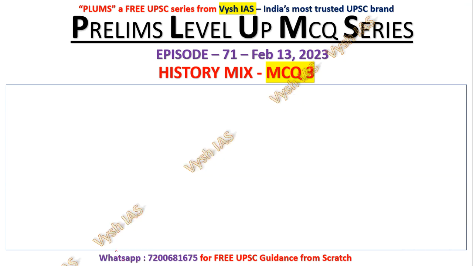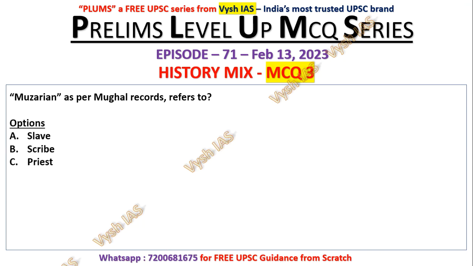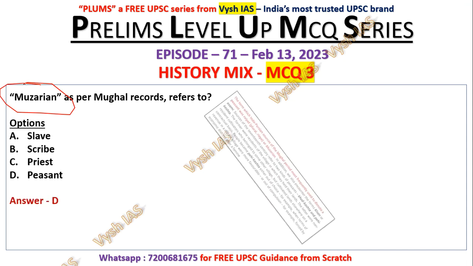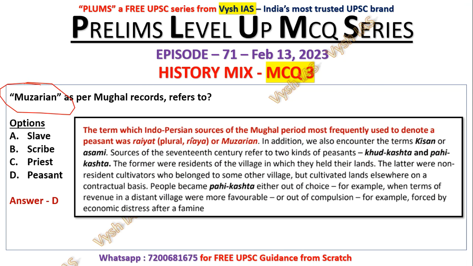Okay. Question number 3. Muzarian, as per Mughal records, refers to slave, scribe, priest, peasant. So this again is mentioned in your Spectrum also and in NCERT also. So here the answer will be D, peasant. The term which Indo-Persian sources of Mughal period most frequently used to denote a peasant was Rayat, that is plural of Raya or Muzarian. Okay, later you would hear the Rayatwari system in British days. So that Rayat, everything, okay, all those words are referring to peasant or farmer.